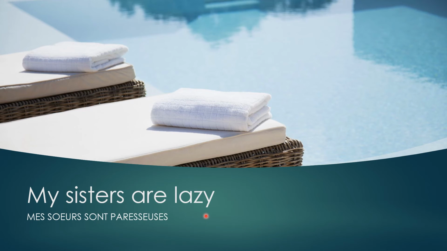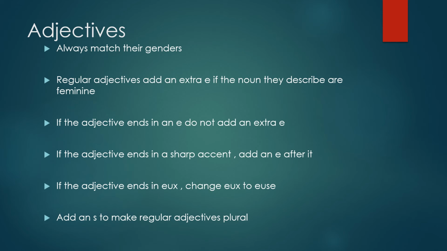So we start with feminine. So my sisters are feminine, lazy. We're going to make the lazy feminine, paresseuse, and we're going to add an s because it's plural, and we end up with this adjective here. So paresseuse is also one of those adjectives that are ending in an EUX, and when they now become feminine, they end in EUSE.